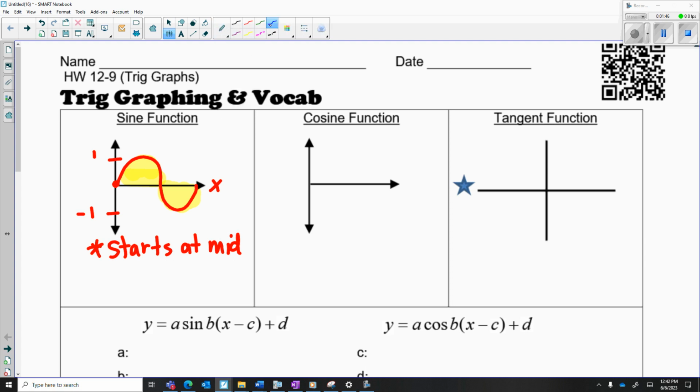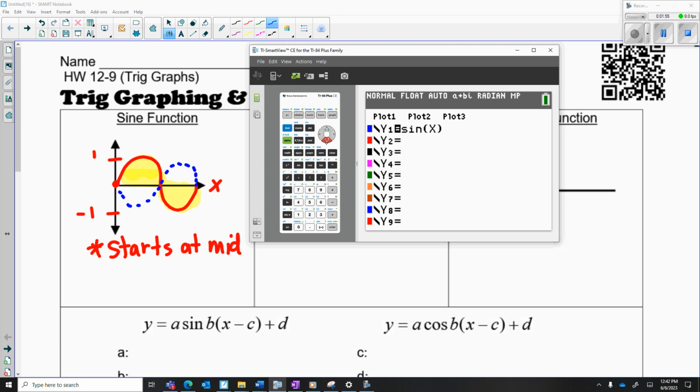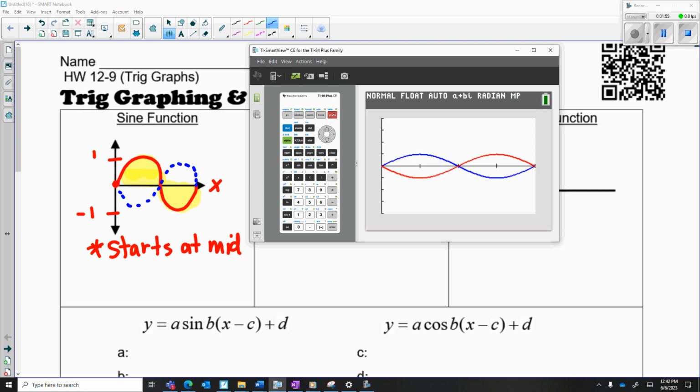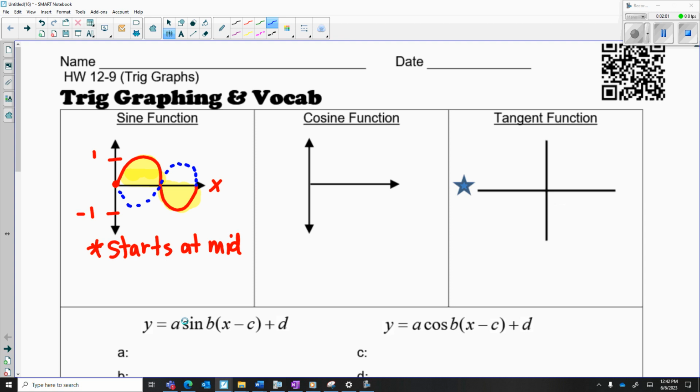Negative sine would just be the same exact thing, but it would go downward first, and it would still start at the midline. So if you want, you could graph negative sine as well, to remind yourself that that one's just going to go down first, but it will still start at the midline.